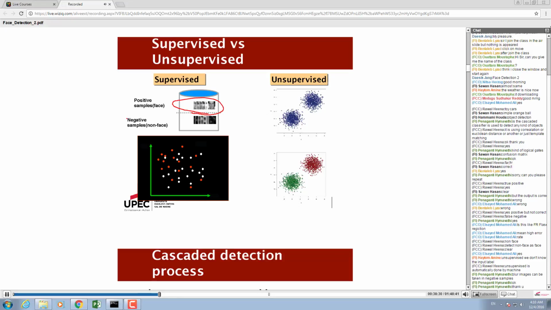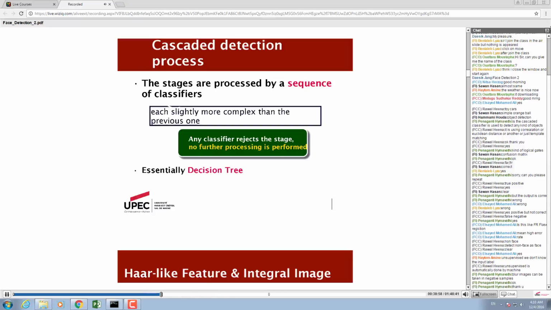Okay, so this is the very general concept of supervised and unsupervised learning systems. This algorithm, Cascade AdaBoost, uses a supervised learning system. It means to train this algorithm, you have to provide positive samples and negative samples separately. So these are faces, these are non-faces, so we have to give the label.